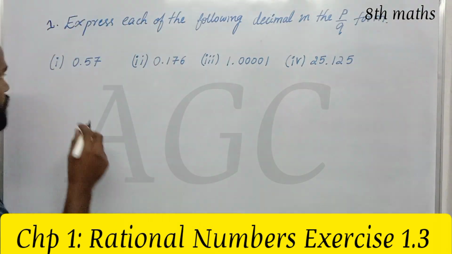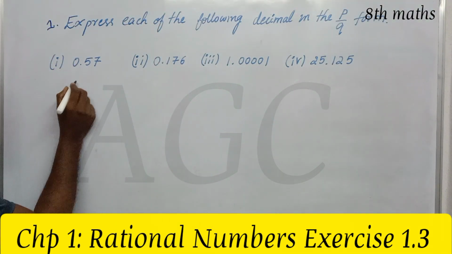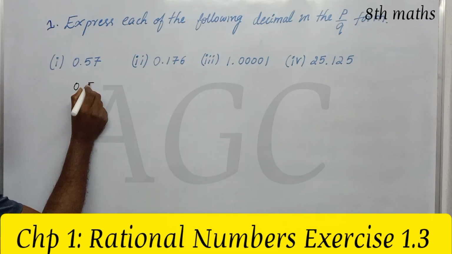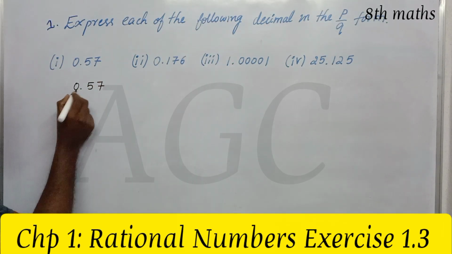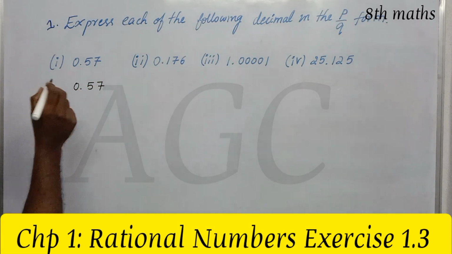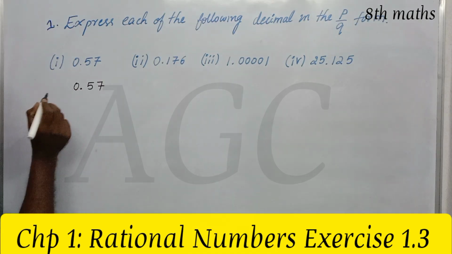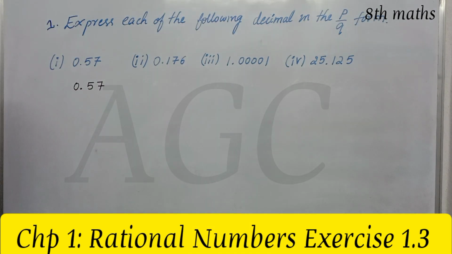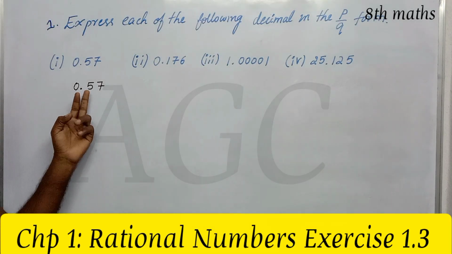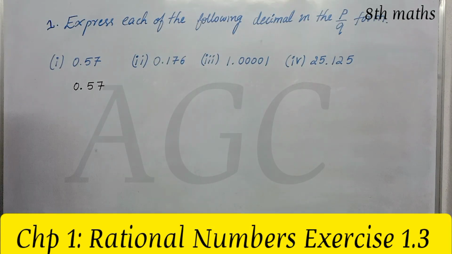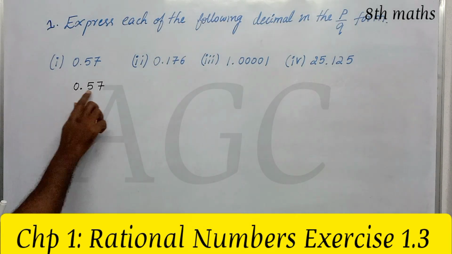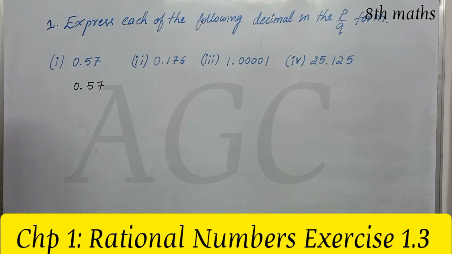See this. The first question is 0.57. See students, after this decimal point, we should read the numbers as individual digits. Individual digits in the sense 5, 7, 8, 9, like that. So here 0.57 is a decimal number.